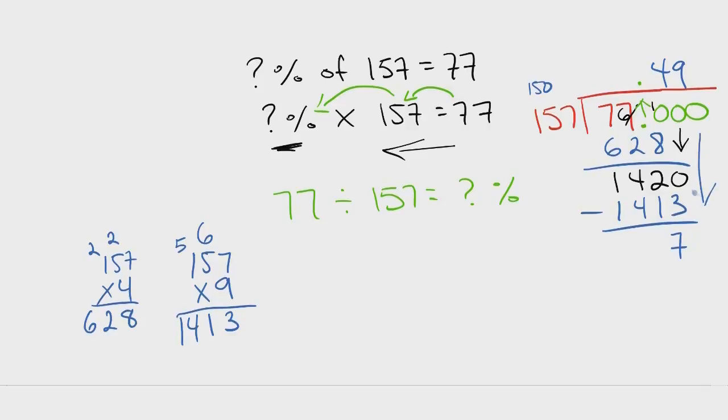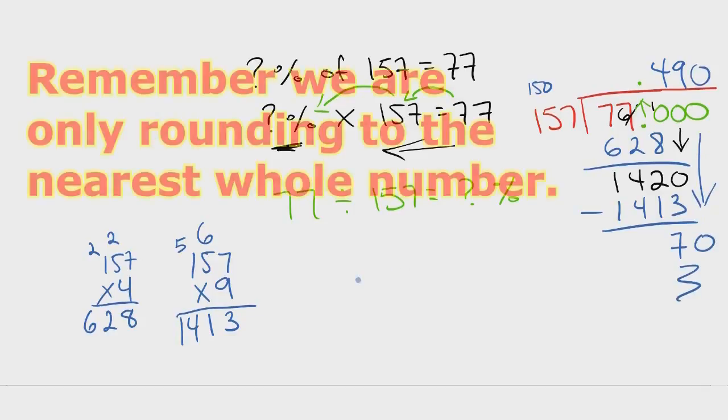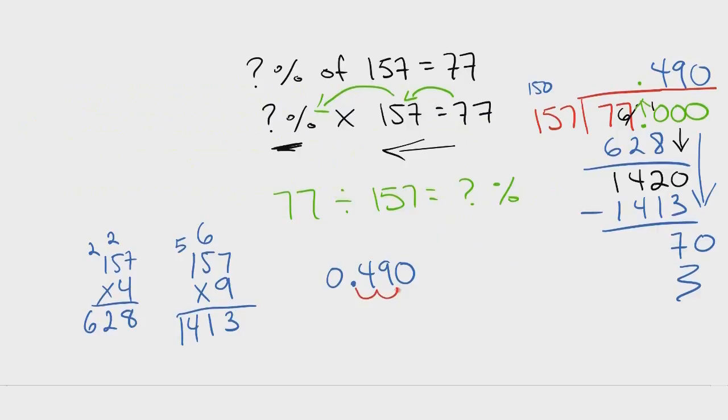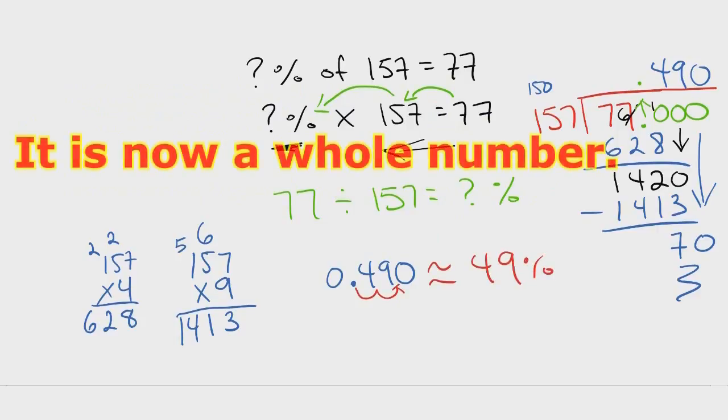I'm going to bring down the other 0, and this is too small, so this is just going to be 0. Our final answer we have is 0.490. We have to change this to a percent. And we already talked about this. You're going to move the decimal 2 spaces to the right. This is approximately 49%.